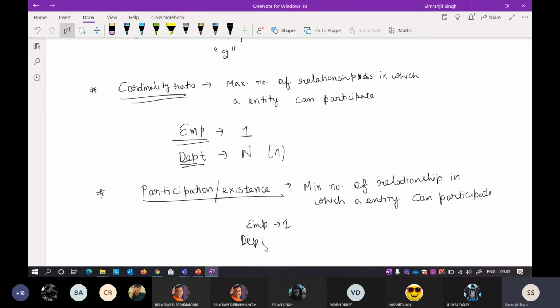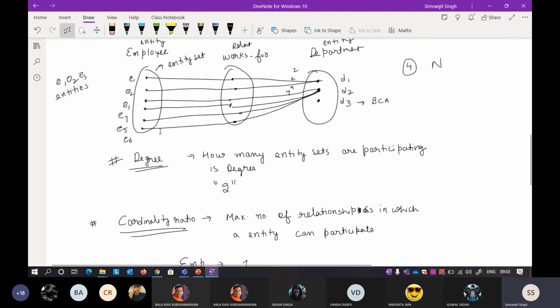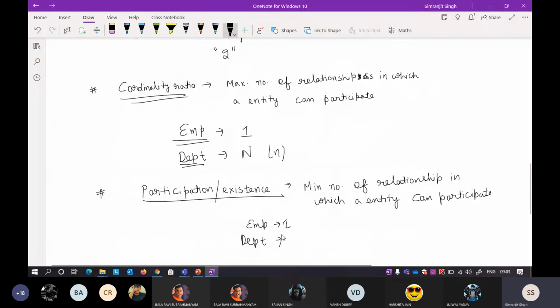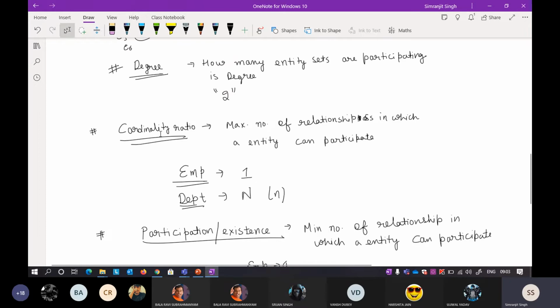From the department side, now see, this is interesting. Now from the department side, D1 is participating in 2 relationships, D2 is participating in 4 relationships, but D4 is participating in 0 relationships. So what is the minimum relationship from the department side? It is 0. So you can directly say the participation from the department side is 0.